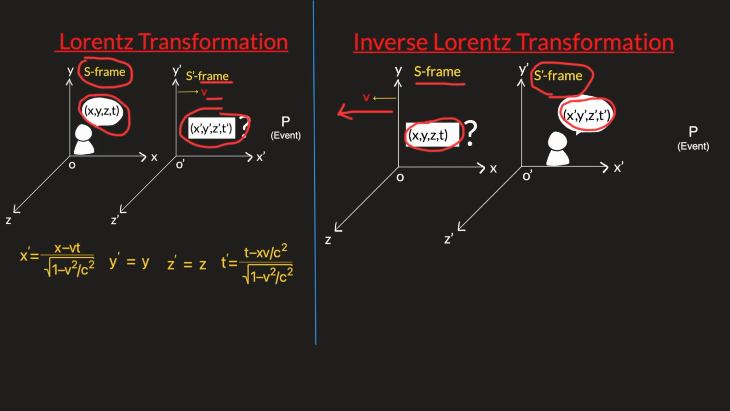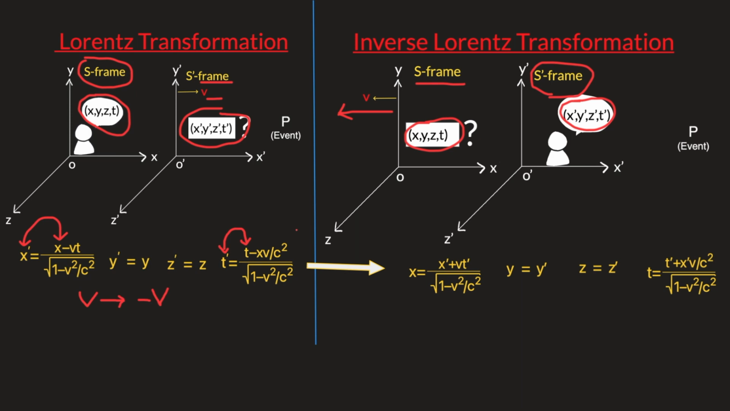Because as you are shifted to the S dash frame, the S dash frame will appear at rest to you and the S frame will appear going in the opposite direction with the relative speed v. So what you have to basically do is to interchange the corresponding primed and unprimed coordinates and replace v by minus v, and with this operation in the formula of Lorentz transformation, you will get the formula for inverse Lorentz transformation.